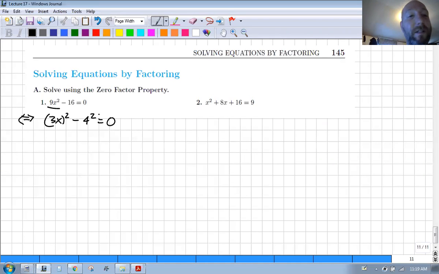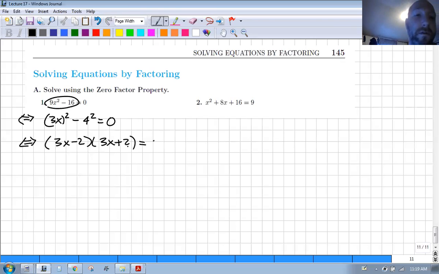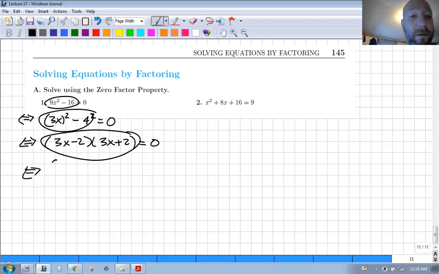All right, this equation is the same as this equation. I can rewrite that as a 3x minus 2 times a 3x plus 2. So this is the same thing as this. Well, if this is equal to 0, then it's the same thing as if either one of these factors is equal to 0, right? If this is 0, it doesn't matter what that is. 0 times anything is 0. So that's the 0 factor property. You just factor it out completely and set each factor equal to 0.